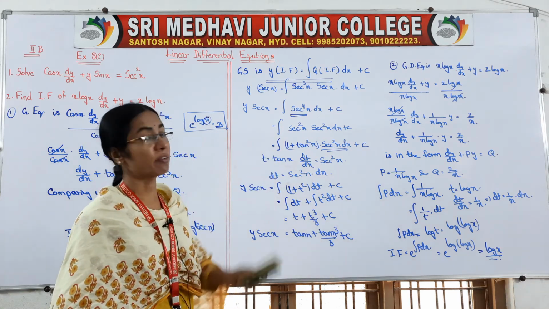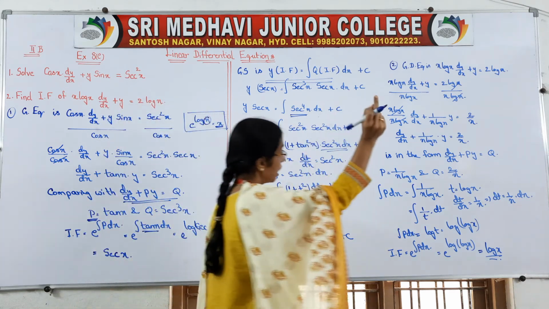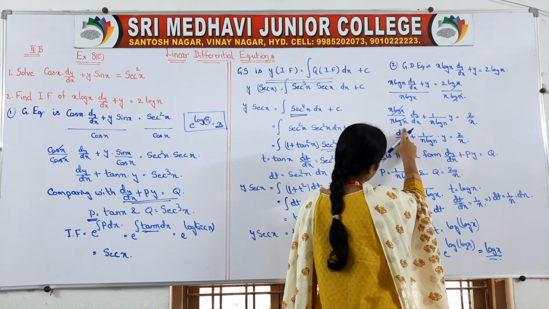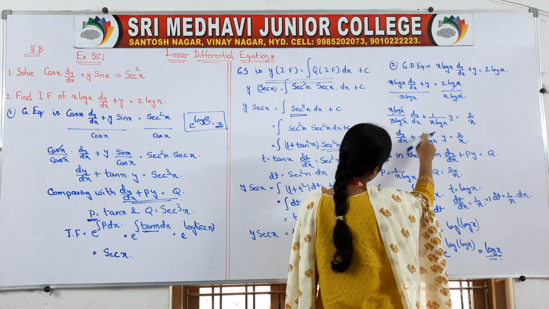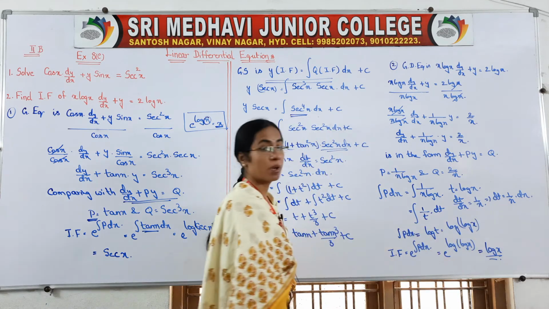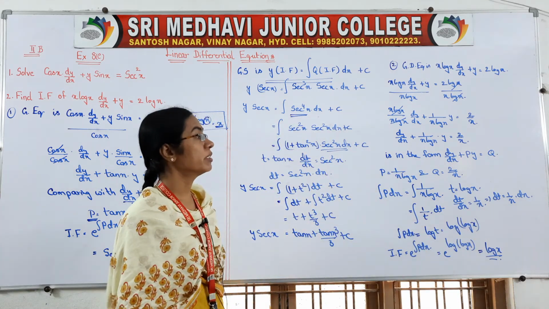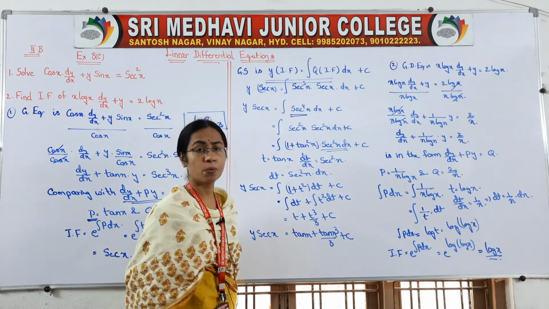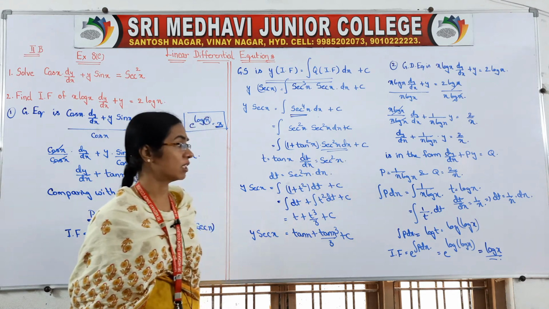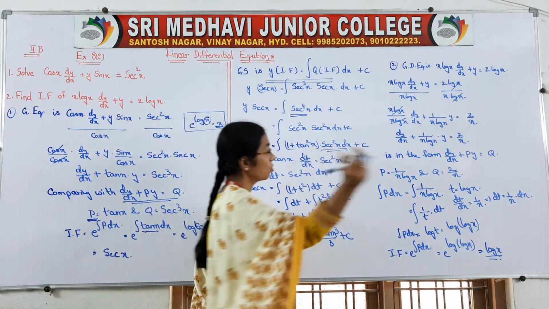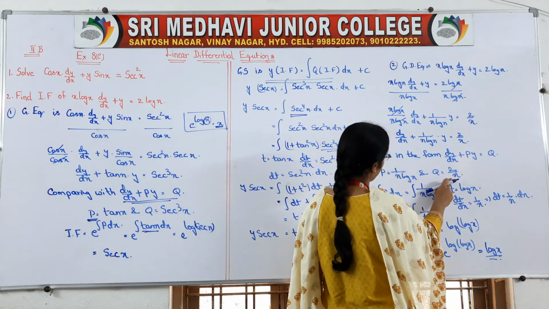Both sides we will divide by x log x and take separately. Then x log x cancels, and dy by dx plus 1 by x log x into y is equal to 2 by x. So it is in the form dy by dx plus py is equal to q. Compare it with that: you will get p as 1 by x log x and q as 2 by x.